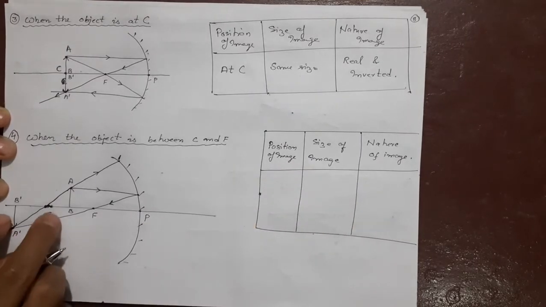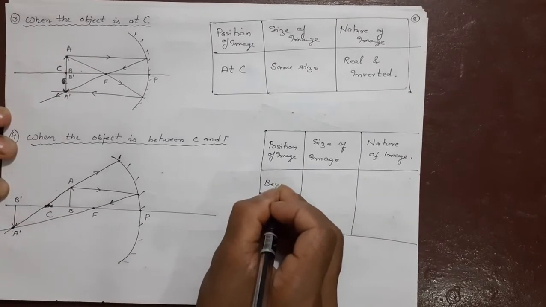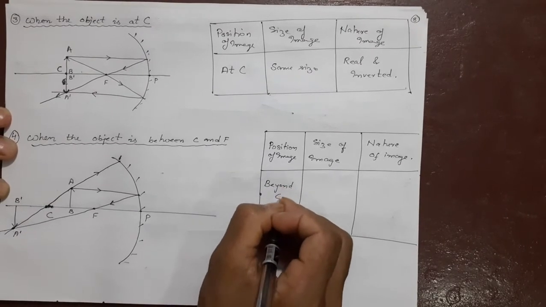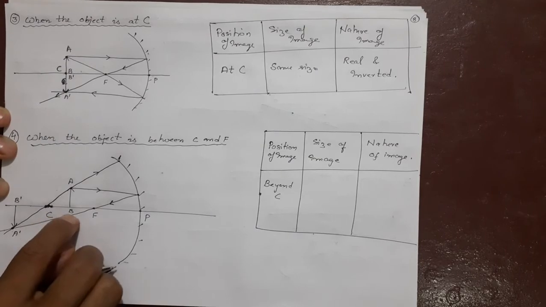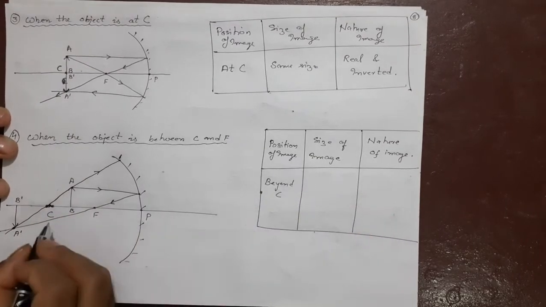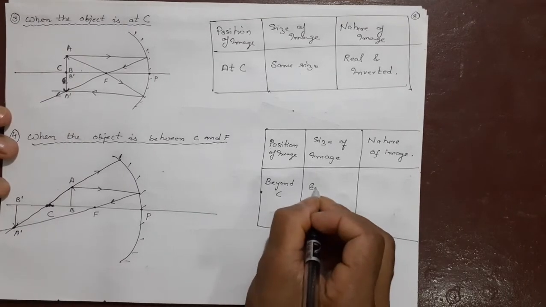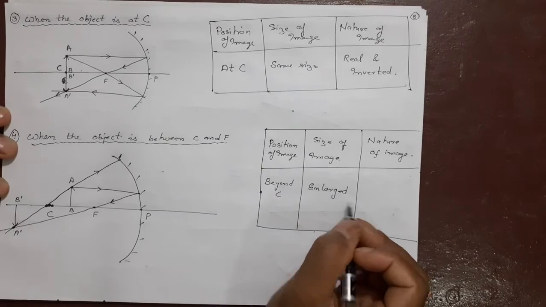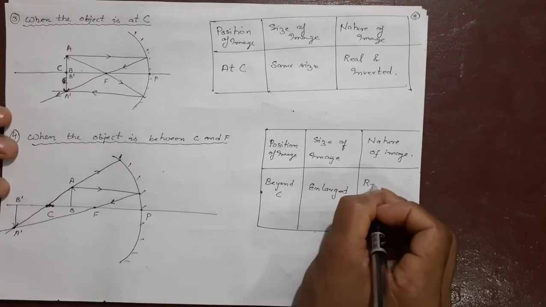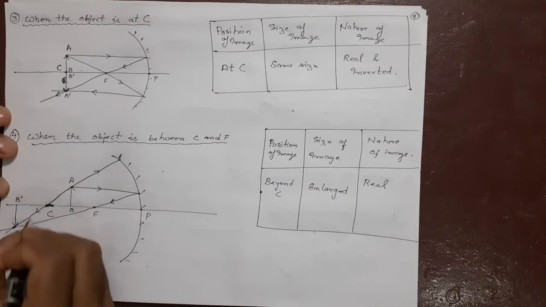Position of the image where? Beyond C, away from C. This is beyond C. It is opposite to number 2. In number 2, the object was here, the image was there. Size of the image, now the size of the image is increasing, that was decreased. Okay, so you will write here enlarged, increased. You can write increase also. Nature, again real lines are cutting, two real lines are cutting them.